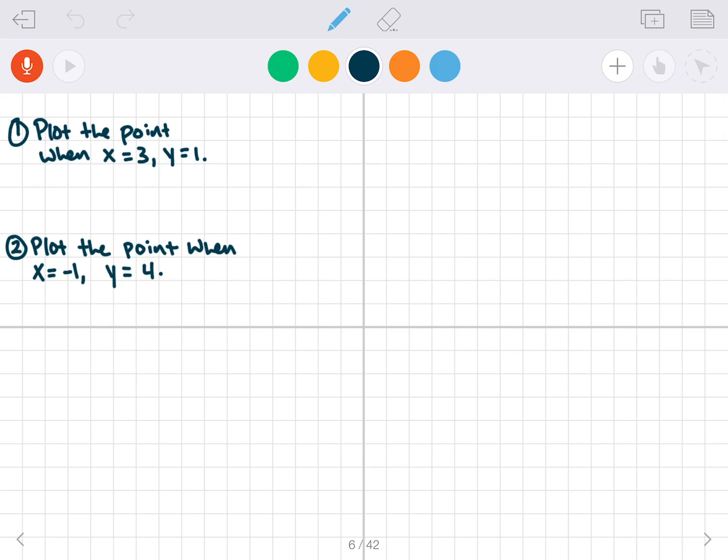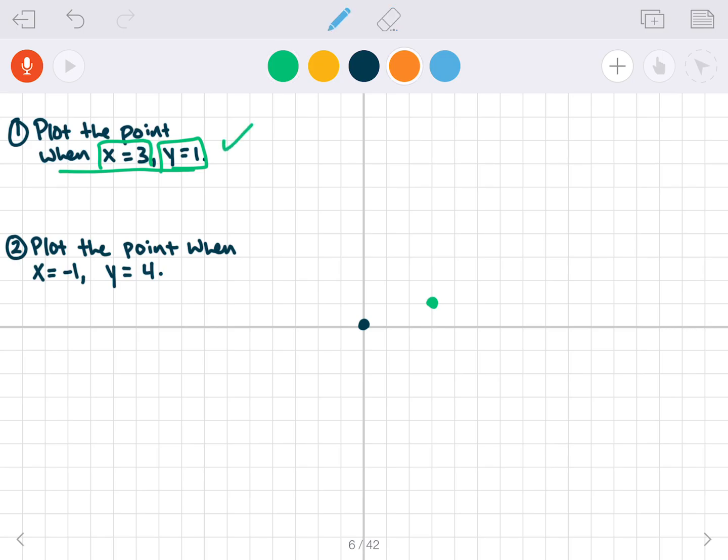Let's do some more practice with this. It says plot the point when X equals 3, Y equals 1. So we always start in the middle, and we always start with our X value. So X says move to the right 3, so we go 1, 2, 3 from the middle. Then from there, Y says go up 1. So go up 1, and that's our point right there.